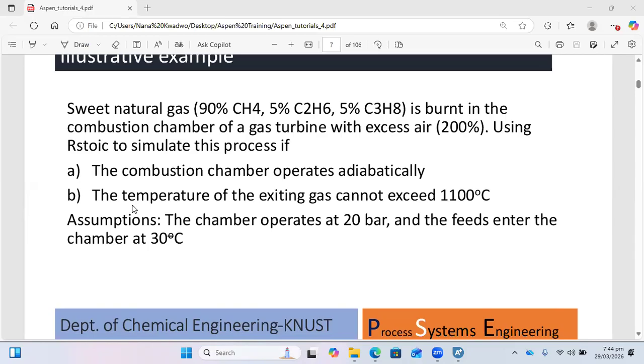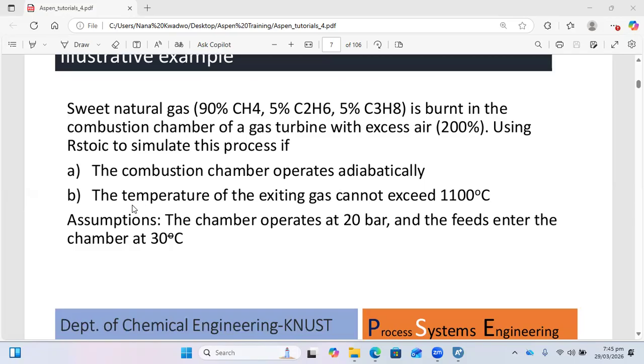Using Aspen to simulate the process, if we have the combustion chamber operating adiabatically, then determine the temperature of the exiting gas, and that's the first case. Then the second case: we want to do the simulation again when the temperature of the exiting gas cannot exceed 1100 degrees Celsius. So the assumptions we are using are the chamber operates at 20 bar, and then the feed would enter the chamber at 30 degrees Celsius. So these are the things that we are going to consider.